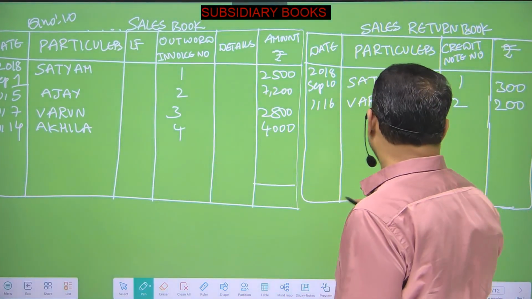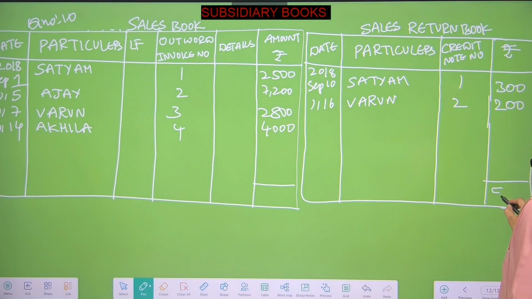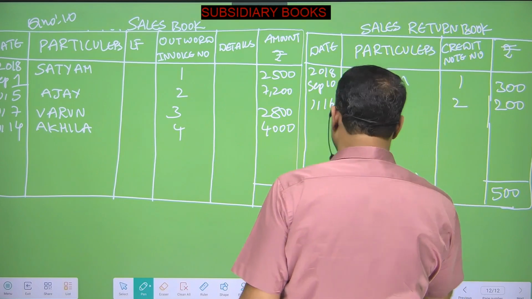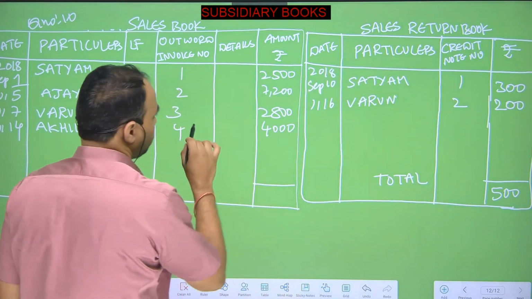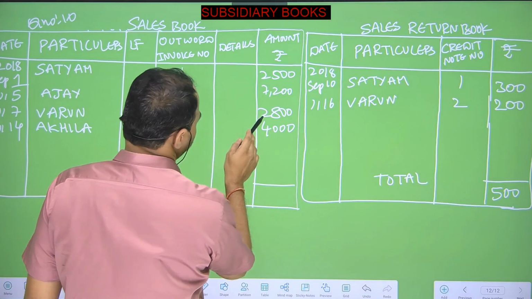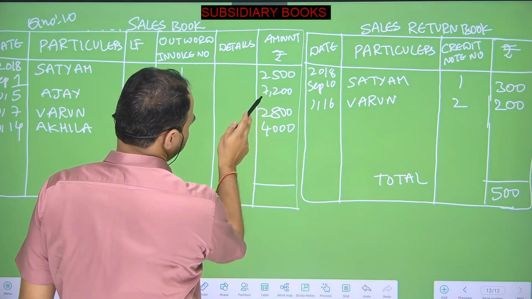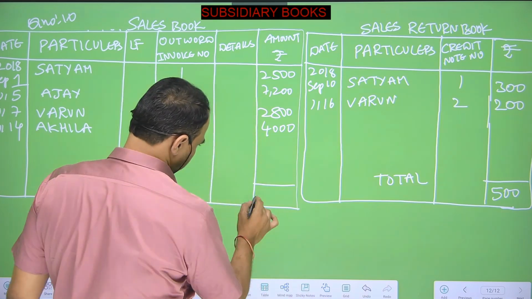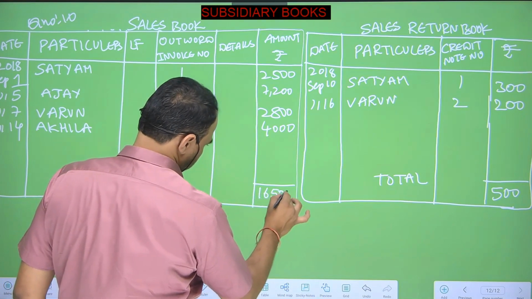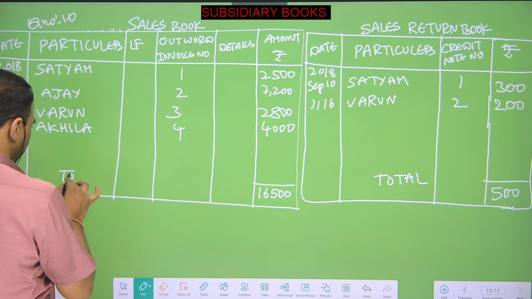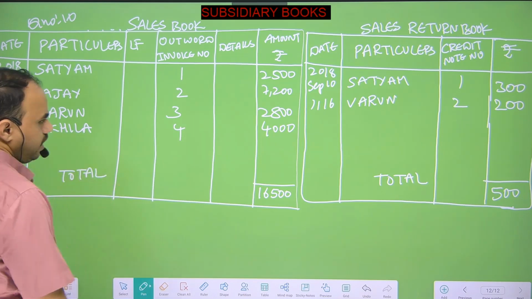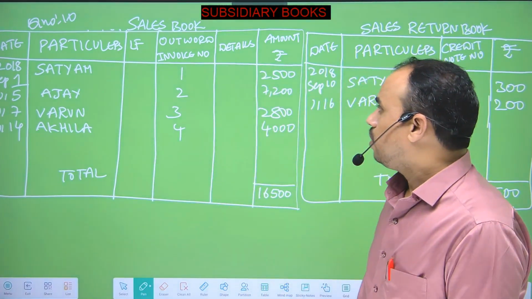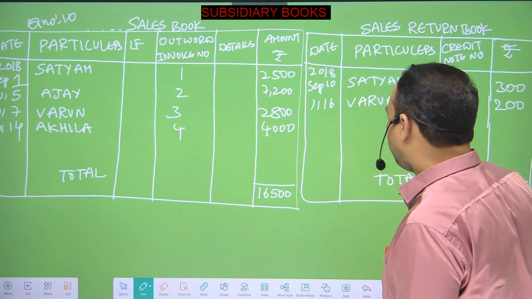Now do the total. 300 plus 200, 500 is the total of sales return book. Now here 2800, 3000, 10,000, 10,000, 16,500 beta. So 16,500 is the total. Okay, like this we have to do the problem. I think you understand clearly. Total up to 10 problems we completed beta.